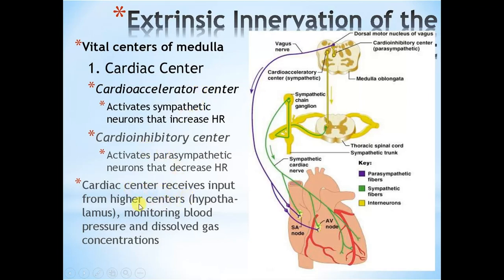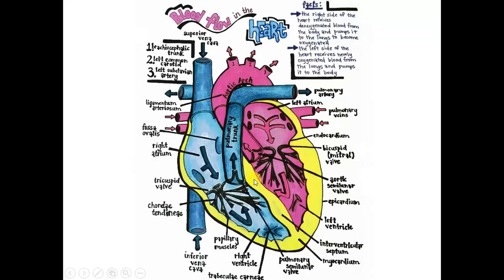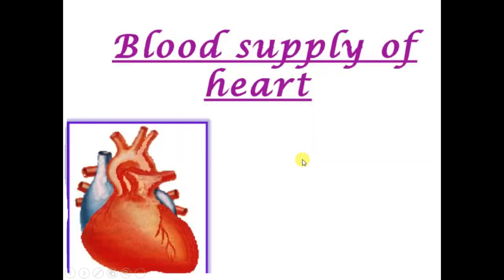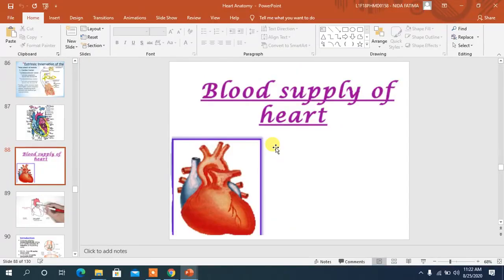The cardiac center receives input from the higher center, that is the hypothalamus, and also monitors the blood pressure and the gas concentration. So it is in this way that it is effective in increasing. Now will be the blood supply. We will discuss the blood supply of the heart in the next lecture.